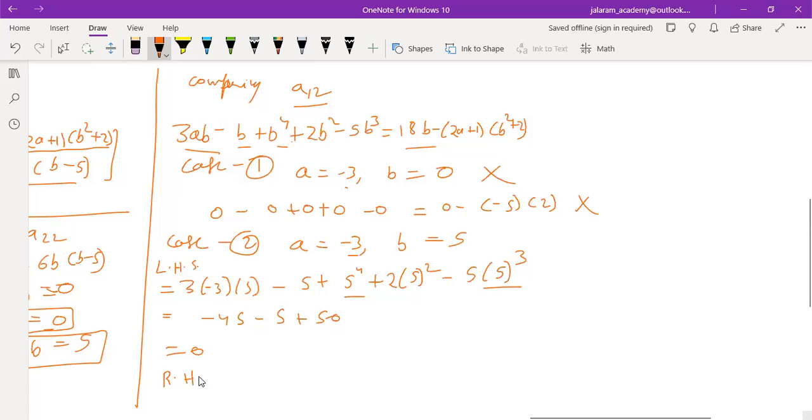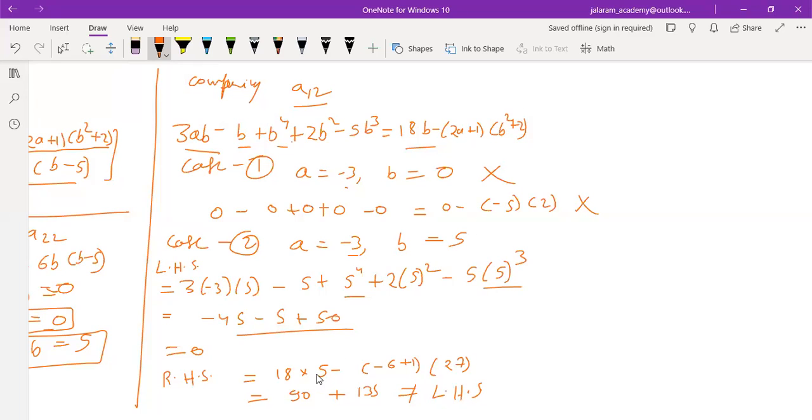And what about RHS? Let's check RHS also. 18 into B minus 2A plus 1 minus 6 plus 1 into B square plus 2. 5 square 25 plus 2 27. 18 5s are 90 plus 135. It is not equal to LHS as LHS is 0. But RHS is not 0.